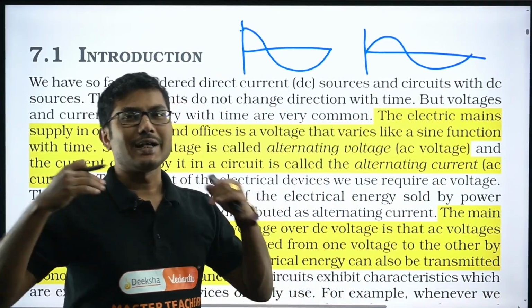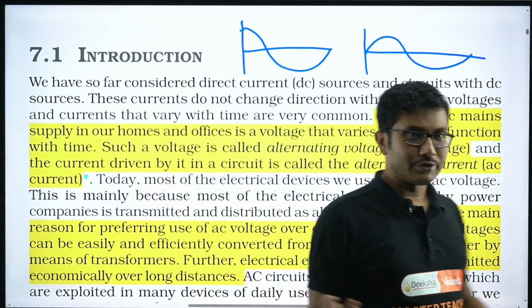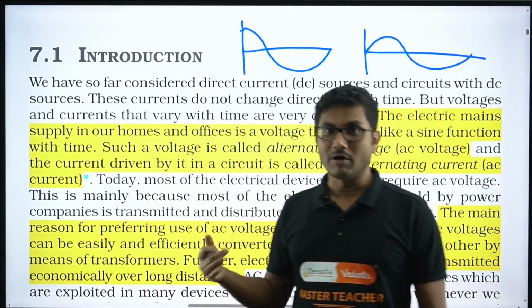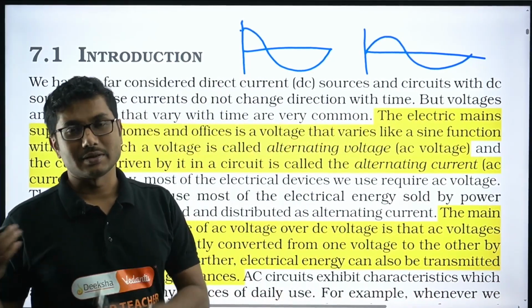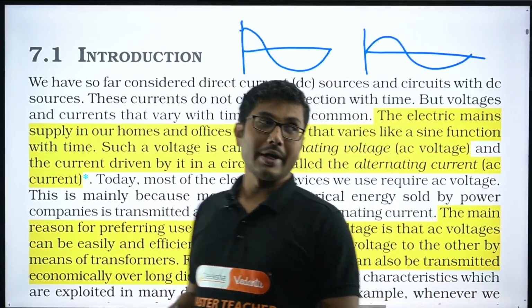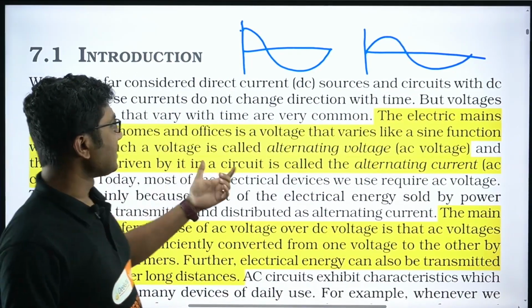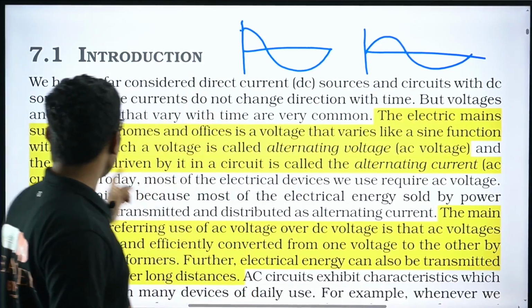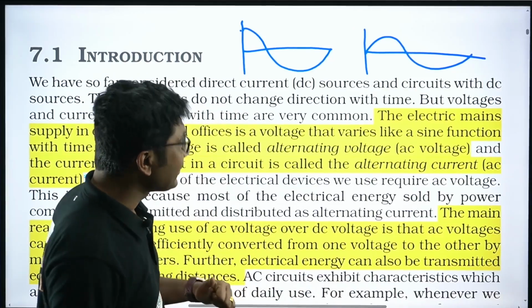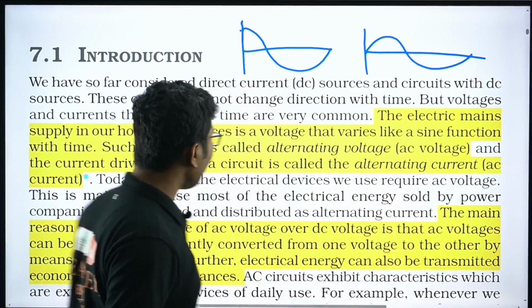Sine function means it's a trigonometric function basically. Not directly a tan function. We know that tan goes to infinity at some angle, so that's why we ignore tan. But sine, cos, or addition like a sin x plus b sin y, they are all considered to be sine functions. Right, the electric mains supply in our homes and offices is a voltage that varies like a sine function with time. Such voltage is called alternating voltage or AC voltage, and the current driven by this voltage is called alternating current or AC current.